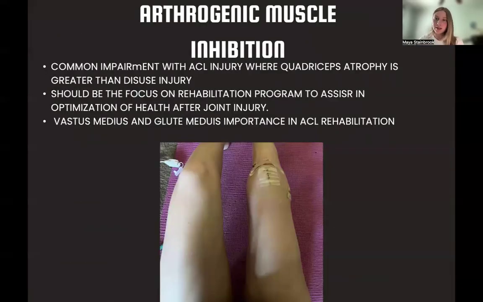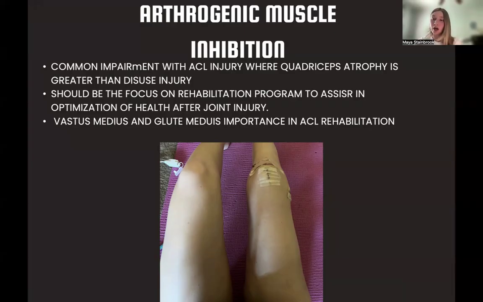Okay, so arthrogenic muscle inhibition. This is why the quadriceps atrophy so greatly after an ACL injury. It's not just a disuse injury, as if I weren't to work out one of my quadriceps. This happens greater, as you can see in this picture down here. My surgical side is much less than my non-surgical side. The quad tone is not there like it is on the other side, even if I haven't used that one in a while.